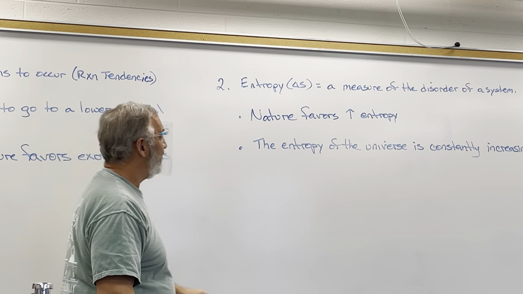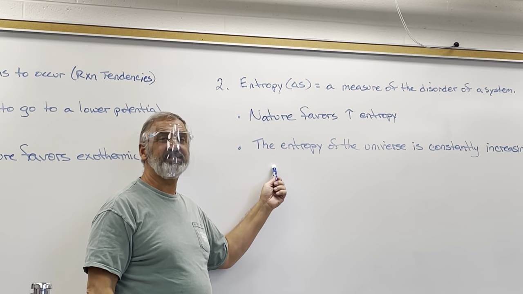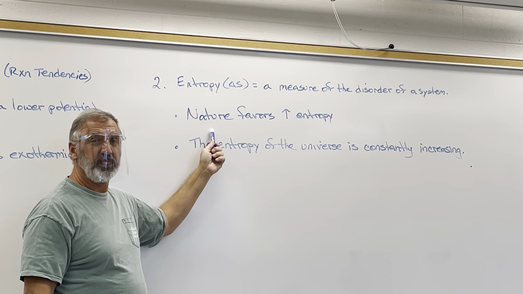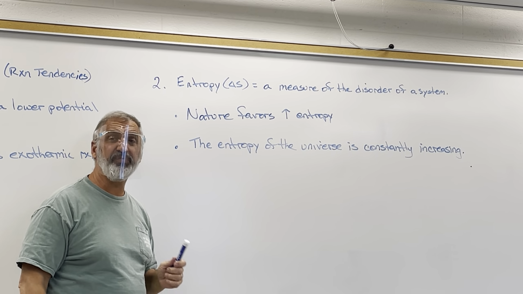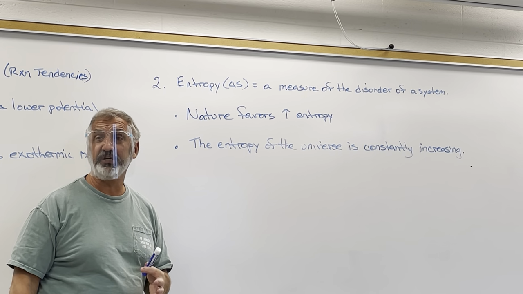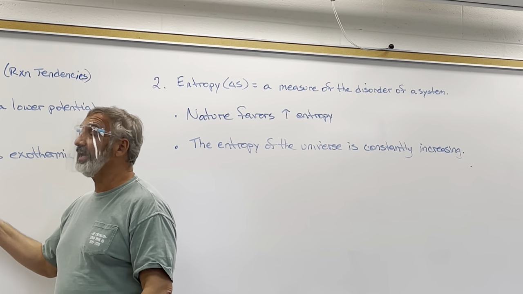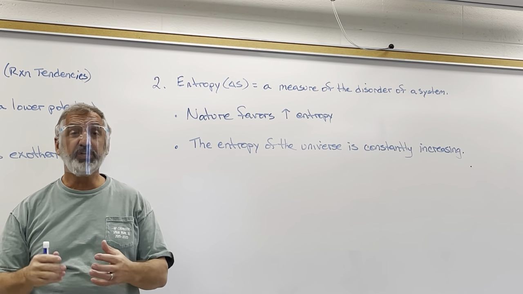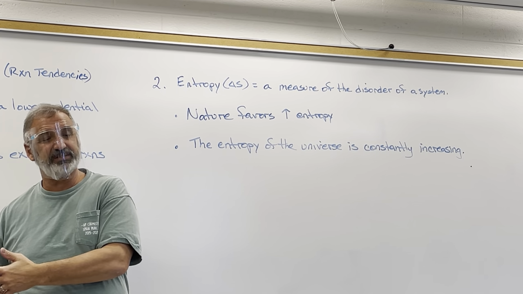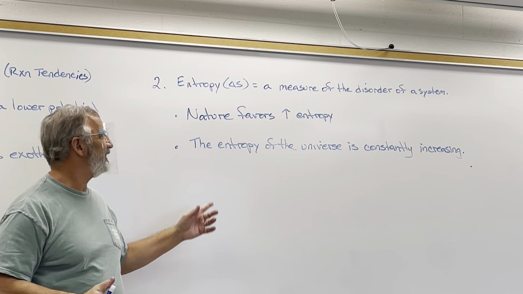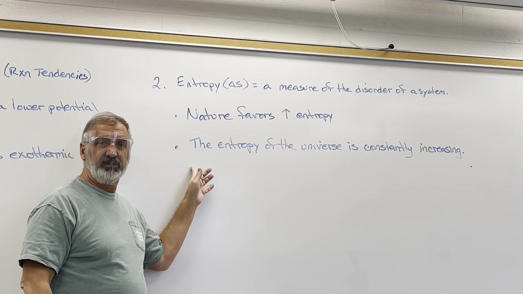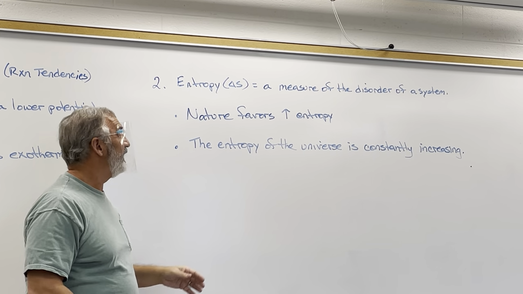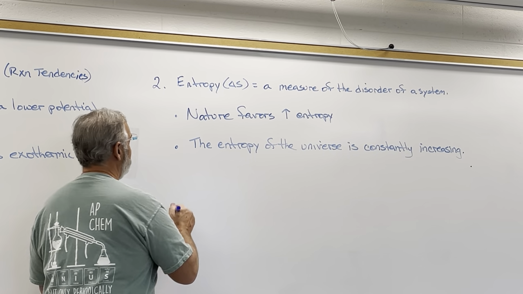Okay. All right. So the entropy of the universe is constantly increasing. Nature always favors an increase in entropy. So we have two driving forces, two things that want to cause a reaction to occur. We want energy to go down, and we want entropy to go up. Now, they're two completely independent reactions, but they're very much related to one another. Okay? And it all depends upon who wins the battle. And so we end up having this thing called Gibbs free energy.